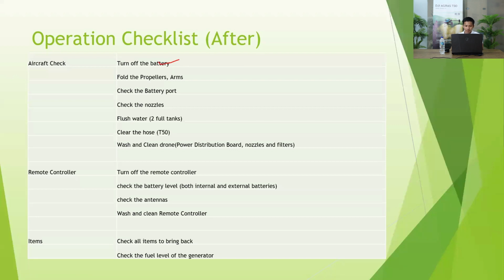It can happen. So you need to fold the propeller arms and also check the battery port after every flight, because if you forgot, you may have to clean the battery port. Not just check the battery port, you also have to clean it. And the last point, also check the nozzle, put in the full tank, and flush water through the full tank to clean the nozzle and everything, and also clear the hose. Clearing the hose is available in the T15. You just clear the hose, and it will be drifting only to clear the hose.